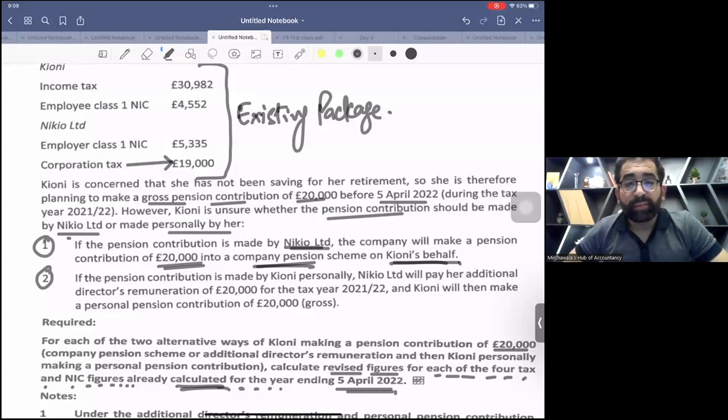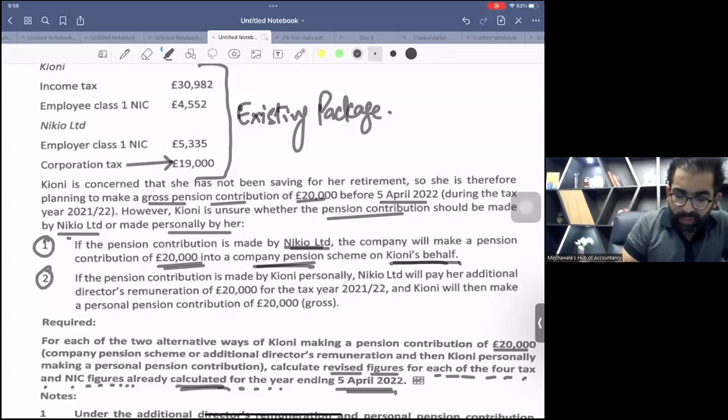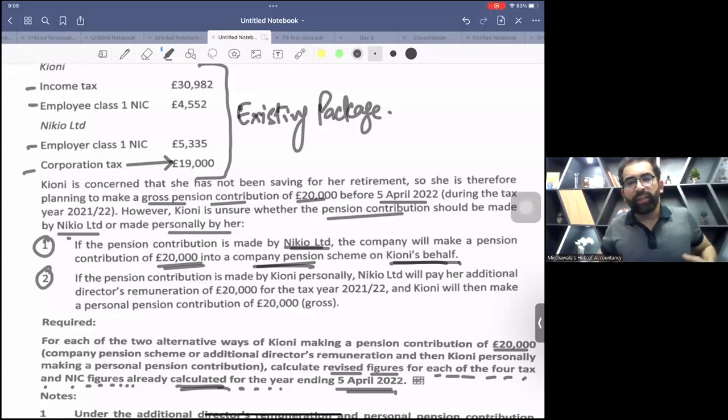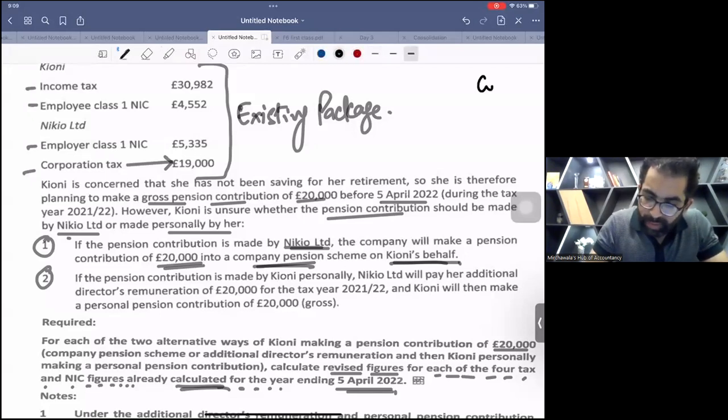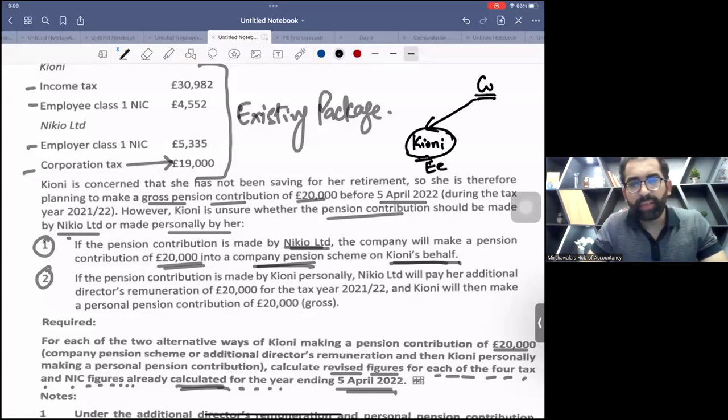Now listen, there are four things. Student, there are four taxes: one, two, three, and four. We have to discuss all these four. First of all, look here. The company is the employer, and this lady, Keone, is the employee, right?